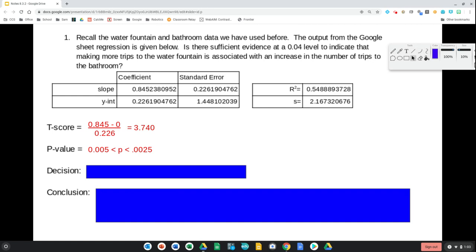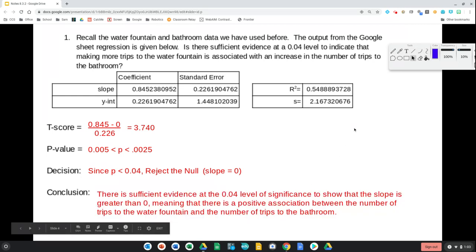So are we going to accept the null or are we going to reject the null? Okay, I really should have said, are we going to reject the null or are we going to fail to reject the null? P is less than alpha, so that means we're going to reject the null hypothesis. And so our conclusion would be, since we've rejected the null, that there is sufficient evidence at this 0.04 level of significance to show that the slope is greater than 0. And what that really means is that we're showing that there's a positive association between the number of trips to the water fountain and the number of trips to the bathroom.